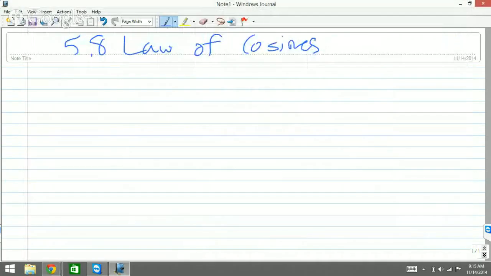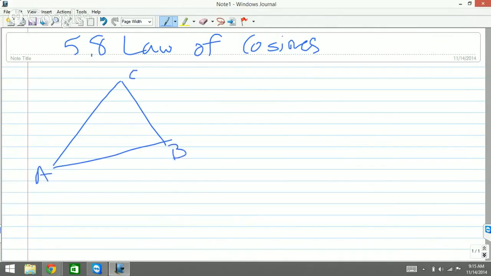All right, the law of cosines. Draw yourself a non-right triangle of some sort, and we will label it A. We'll go with old boring. Nope, that's supposed to be a C. Why do I always do that kind of stuff?